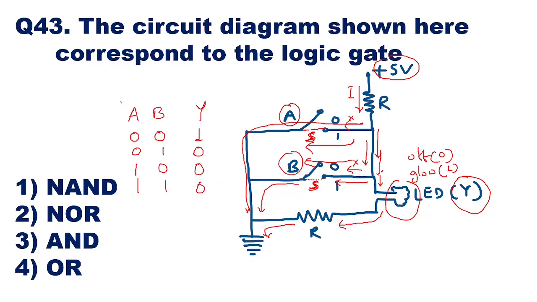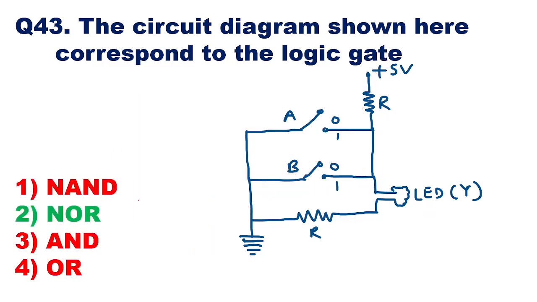Now if you see this combination of inputs and outputs, which is the truth table, this truth table is for a gate called the NOR gate. So when both the inputs are low, the output is high. Otherwise, if any one of the inputs is high or both the inputs are high, the output is low. So this is the NOR gate. So here option 2 will be the correct answer.